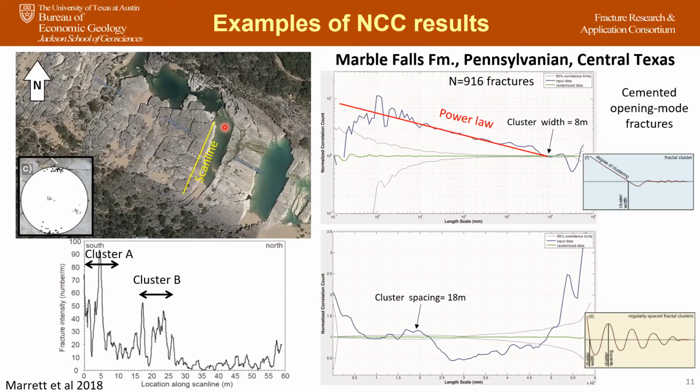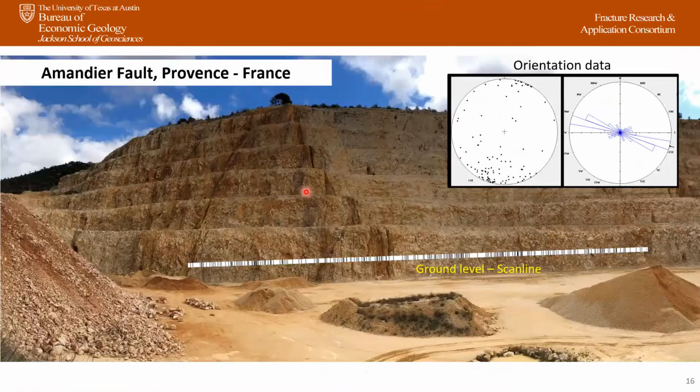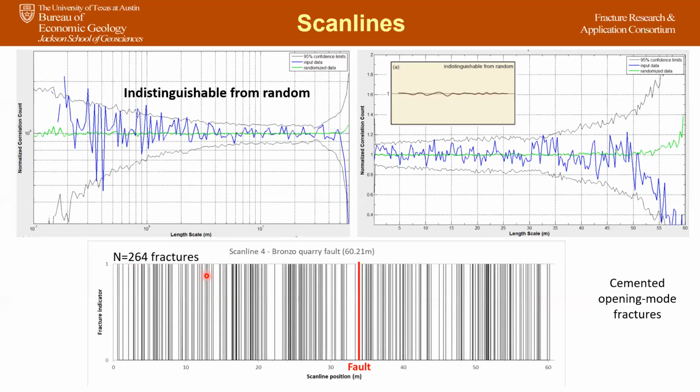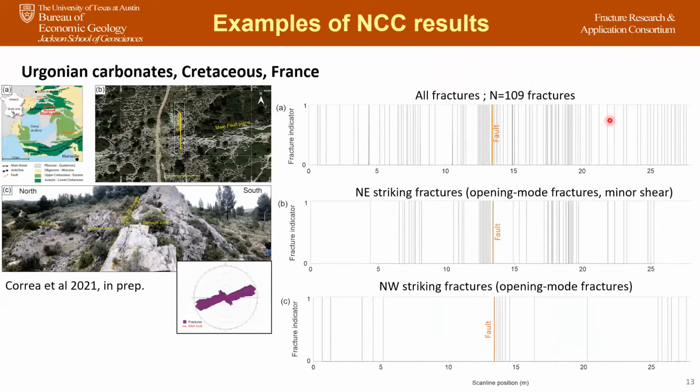And the second question from Vincent was, how does sample size affect the NCC analysis? And do I need to sample at least 2 clusters to get a statistically meaningful result? No, we can use NCC with different numbers of fractures. For example, in this analysis here, we have 916 fractures. This scan line is very rich in information. But I have shown you some other examples here. For example, this one has 260, which is almost a fifth of the number of fractures of the other one, and this one has 109 fractures.